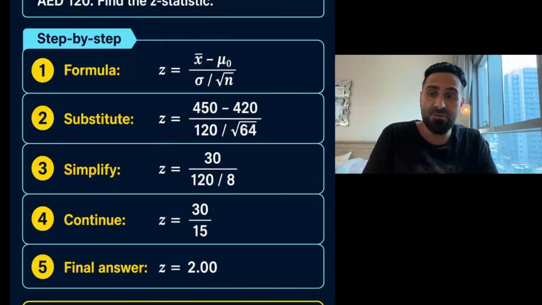64. So 450 minus 420 over 120, which is the standard deviation, over the square root of the sample size, which is 64. This will give you 30 over 120 over 8, which is the square root of 64. So this will give you 30 over 15, and the final answer is 2 for the z.